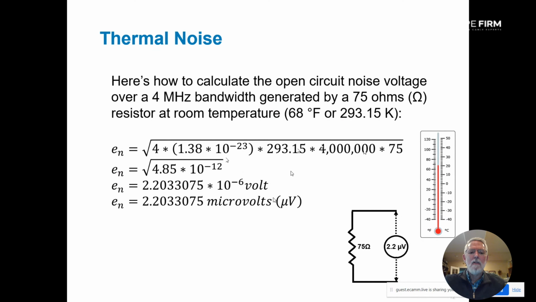We know Boltzmann's constant, 1.38 times 10 to the minus 23rd, and we have 4 times Boltzmann's constant times temperature. This is room temperature in Kelvin, 293.15 Kelvin, times the bandwidth of 4 million hertz, or 4 megahertz, times the impedance or resistance, 75 ohms. Multiply all that together, and it gives us 4.85 times 10 to the minus 12. Take the square root. We get 2.2 times 10 to the minus 6 volt, or 2.2 microvolts. And there it is. And of course, this is at room temperature, 68 degrees Fahrenheit.